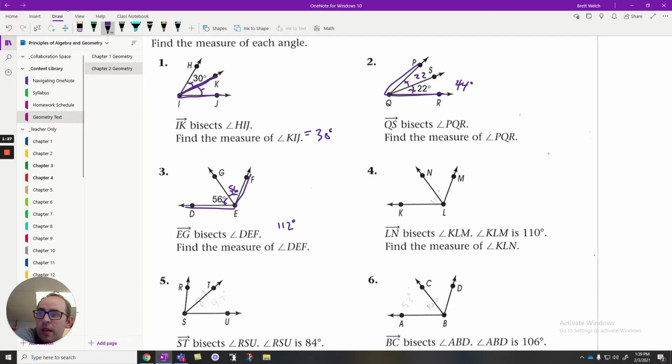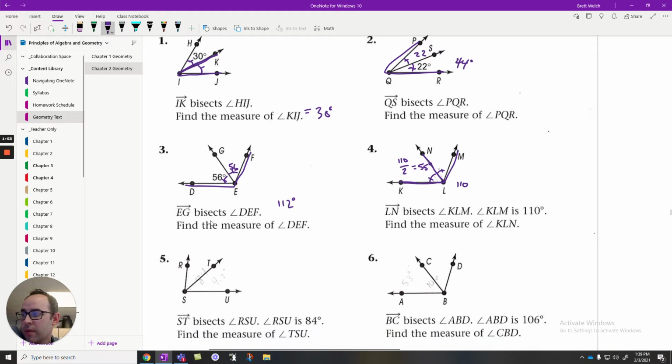Keep the idea going. LN is our bisector, so these guys have to match. And they're telling us that KLM, which is the big angle, is 110. If I want to find the measure of one of these smaller ones like KLN, instead of timesing by 2, I need to divide by 2. So 110 divided by 2 is going to be 55 degrees.